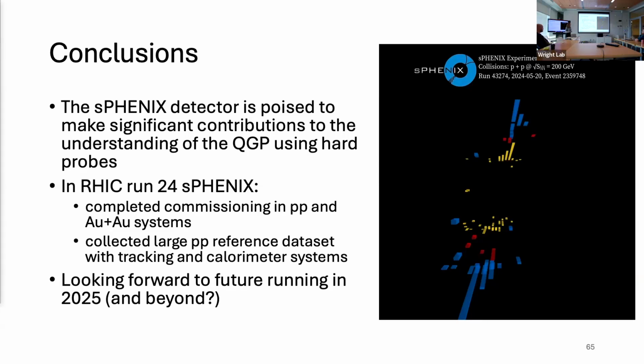We completed the commissioning for the detector in both LP and both gold. That means that we're really ready to take our high statistics data next year. We also collected a large pp reference data set with the calorimeter systems definitely, the tracking systems also, and to some extent with both combined. And so we will be able to do measurements with all of the systems and all of sPHENIX. And the last thing is we're really looking forward to future running in 2025 and potentially beyond.